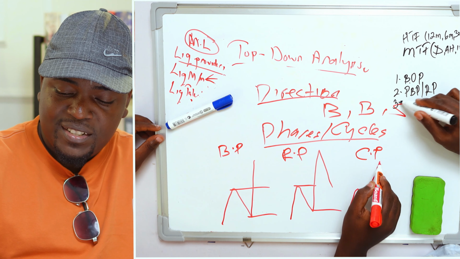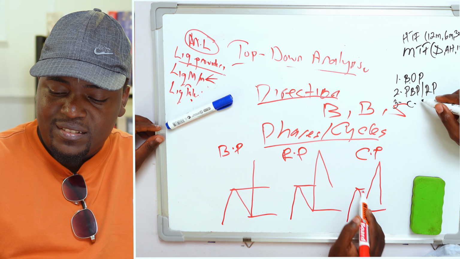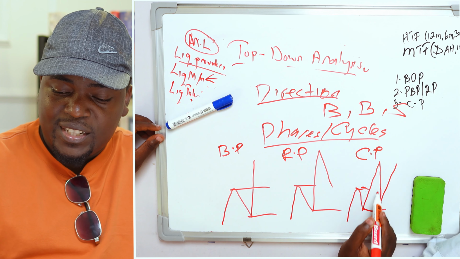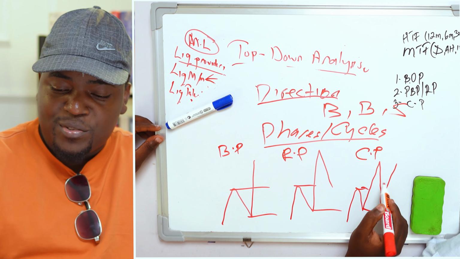In the continuation phase, let's assume price has left the weekly and is going up. This is what we call the continuation phase. If you understand this, intraday will be easy, or how to play with the middle time frames that you're going to see. Once you understand the direction and the phases or cycles, you can go down by understanding this.